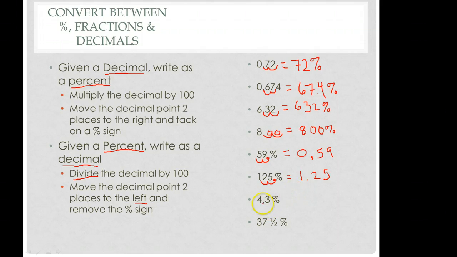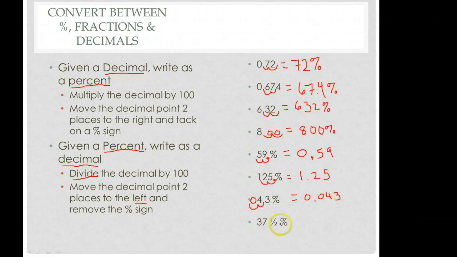Here I have 4.3%. I move this 2 places to the left, and I have to add an extra 0 in over here. So 4.3% is the same as 0.043. And then the last one here, I have a mixed number.